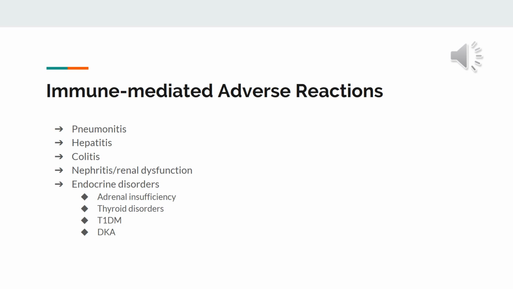Hepatitis, colitis, and nephritis are all treated with corticosteroids if they pass stage 2. For type 1 diabetes, we can monitor their blood glucose, and for nephritis, we want to monitor their serum creatinine levels throughout treatment.